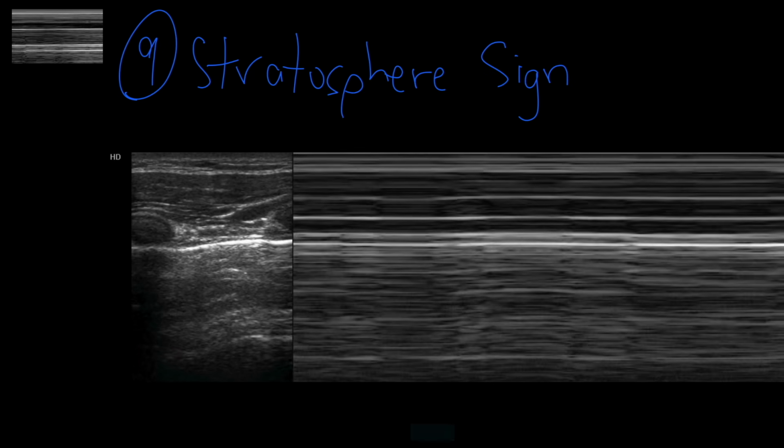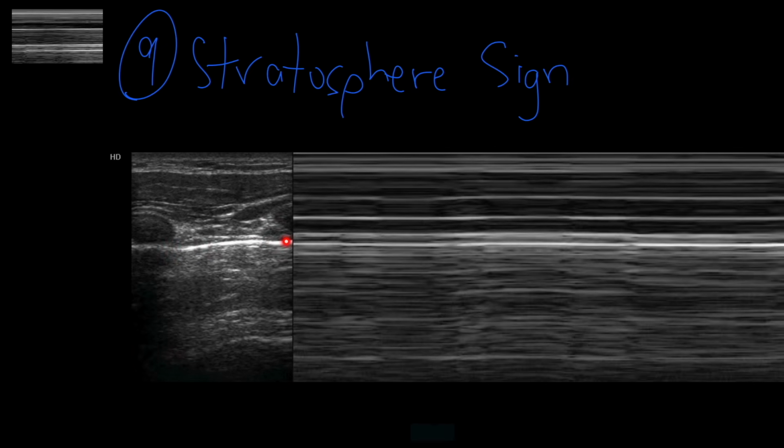The next sign is called the stratosphere sign, or some call it the barcode sign. And this is the M mode equivalent of lack of lung sliding. So if we look at this 2D video clip here, we see rib shadowing, rib, a little bit of shadowing. So we know below that is this hyperechoic line that we've identified as the pleural line. But notice, looking at this pleural line, that there's no movement along it. There's movement of the chest wall, but there's not movement of the pleural line back and forth in opposition to each other.